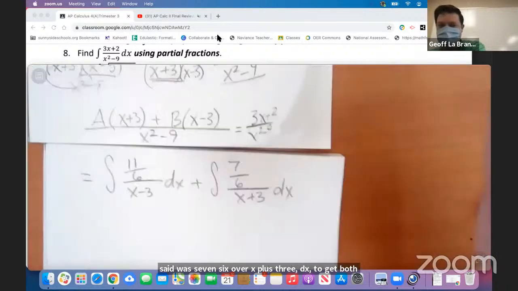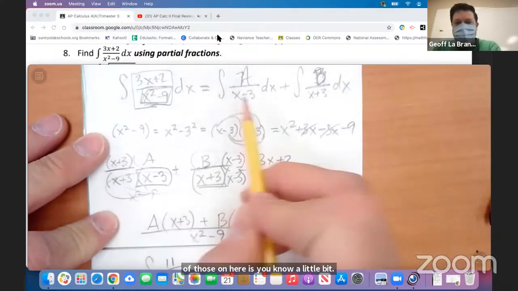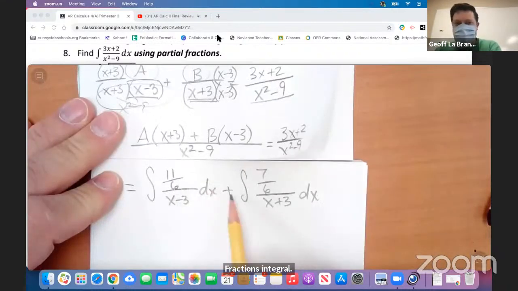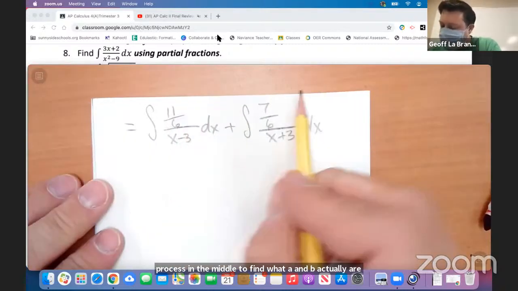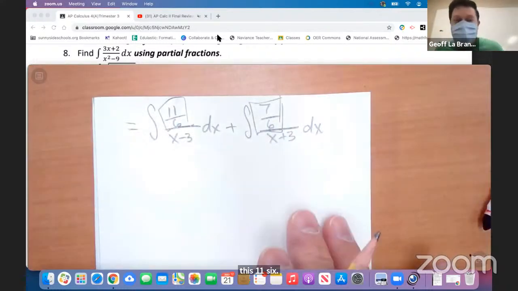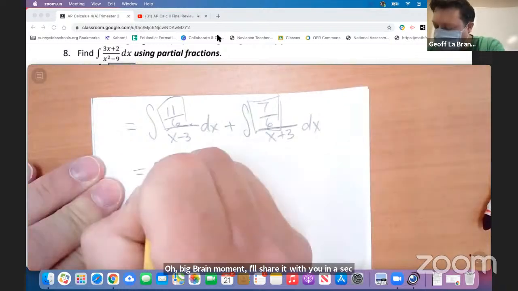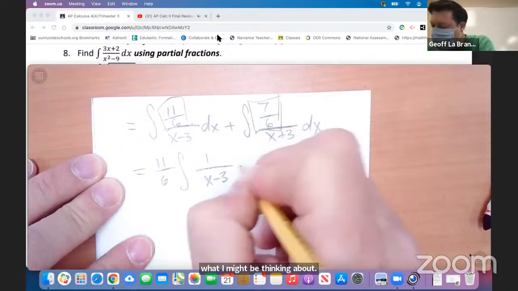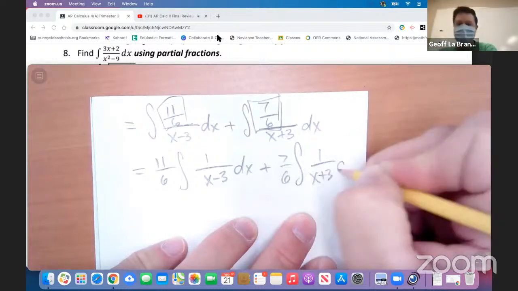See if I can get both of those on here. Zoom out a little bit. Yeah, so here's the broken apart partial fractions integral. And here's what we get when we've done this whole process in the middle to find what a and b actually are. Let me rewrite this a little more cleanly. In fact, because this 11/6 and this 7/6, they're just constants, we can bring them out front. Oh, big brain moment. I'll share it with you in a second. Maybe you can already beat me to the answer there, what I might be thinking about. 11/6 integral 1 over x minus 3 dx plus 7/6 integral 1 over x plus 3 dx.